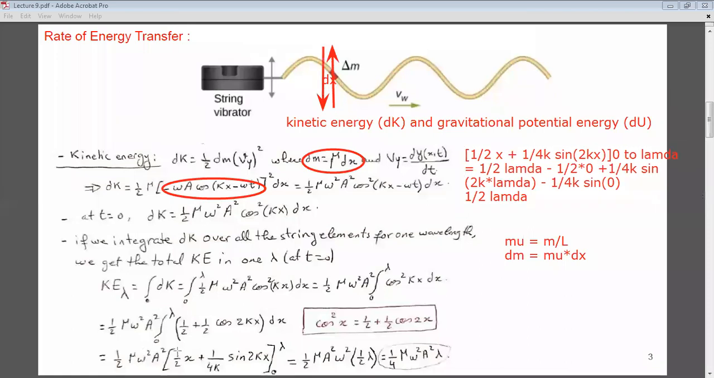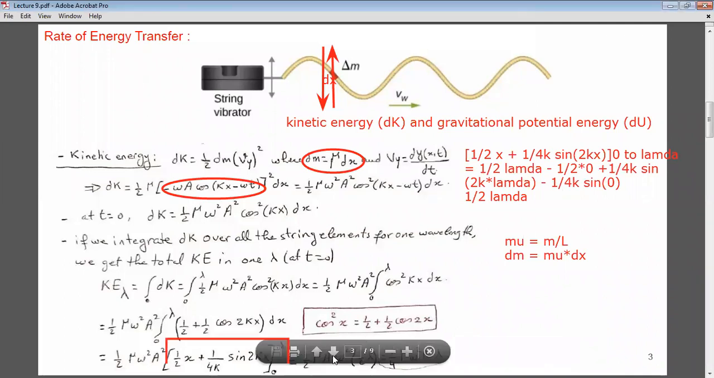So the integral of this whole thing gives me only half lambda. So the last answer will be 1 over 4 mu omega square A square lambda. So this is for the kinetic energy.